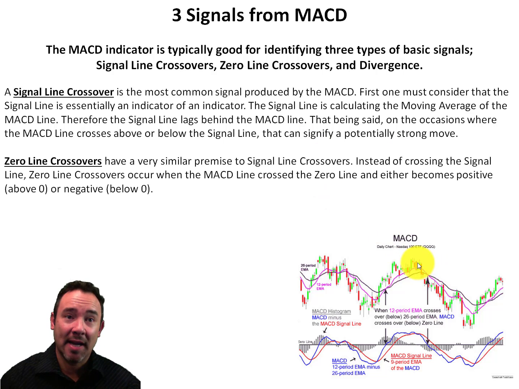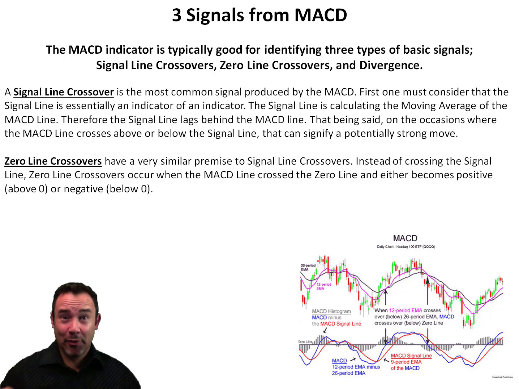Next is the zero line crossover. This is very similar to the premise of the signal line crossover, but instead of crossing the signal line, the zero line crossover occurs when the MACD line crosses the zero line to either become positive or negative. So if it crosses above zero, it's positive. If it crosses below, it's negative. And you can see on the bottom picture, and we talked about that already, when that MACD line crosses above or below this middle zero line, that's when the moving averages actually cross on the chart.